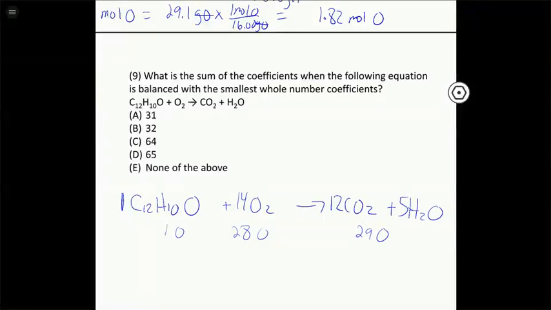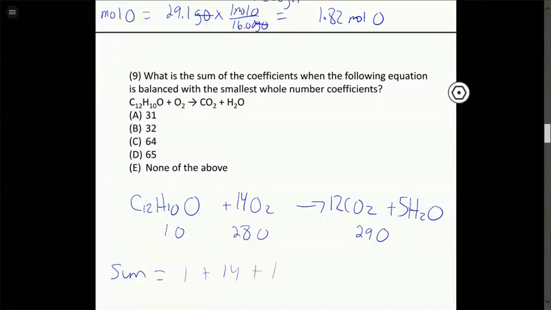So then this question asks for the sum of the coefficients. Remember that when we have coefficients, we don't usually write the ones. So normally you would see it written like this. This is a coefficient of 1 if it has nothing in front of it. We have 14 from oxygen, 12 from CO2, 5 from water. So those add up to give us 15 plus 17 is 32. So the correct answer is 32, the sum of all the coefficients.